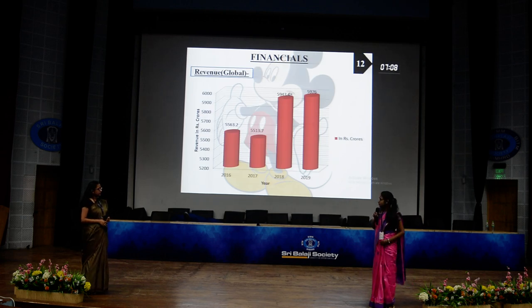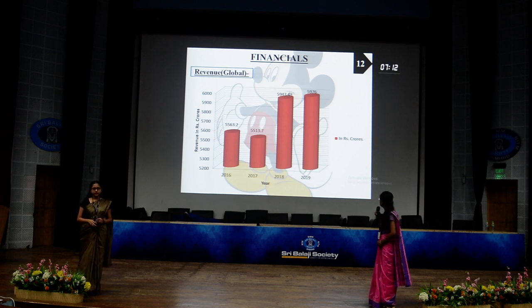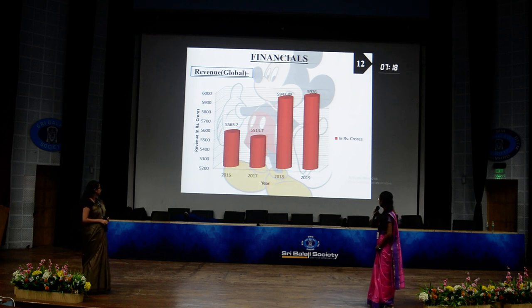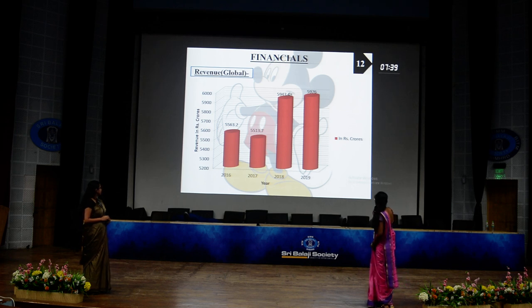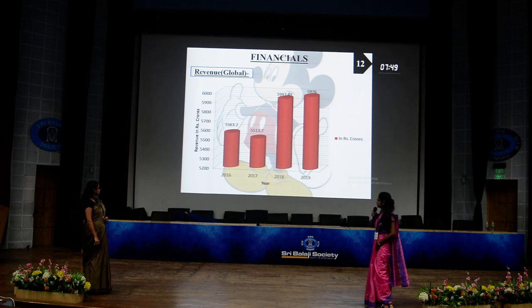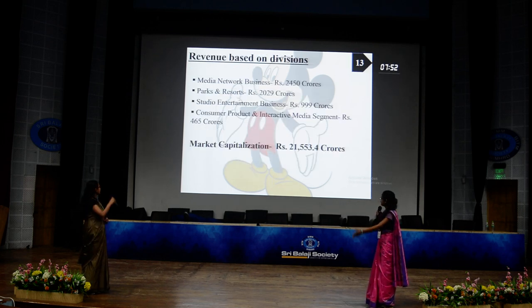Financials. Revenue. The Walt Disney Company's revenue from 2016 to 2019 in rupees crore. In the year 2016, the revenue is 5,563. In 2017, the revenue declined to 5,513, and drastically up to 2018, 5,049 crores. Then now in the year 2019, the revenue is 5,976 crores. Next, Anjana, next.